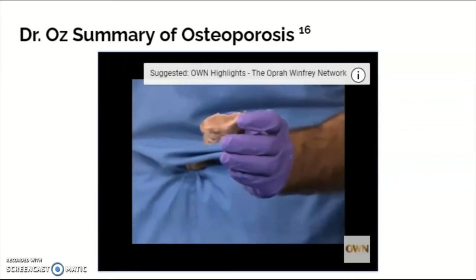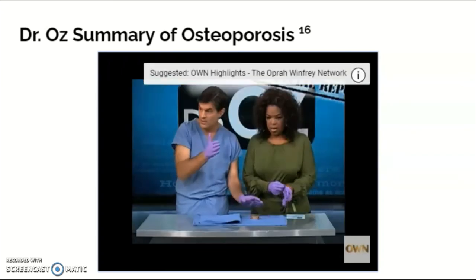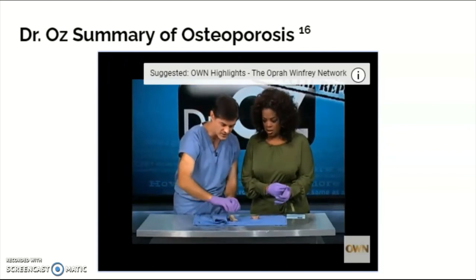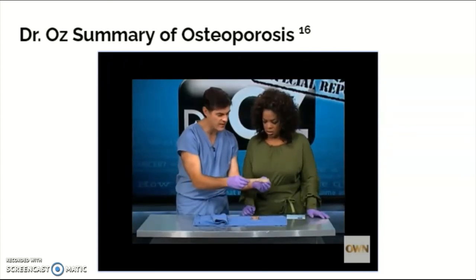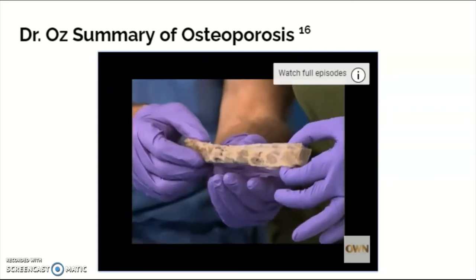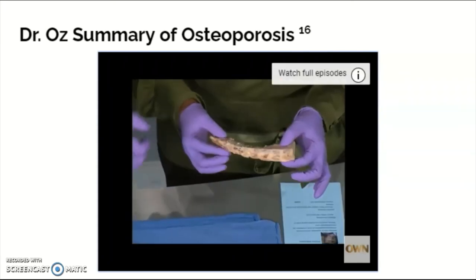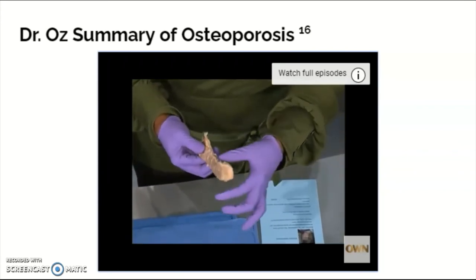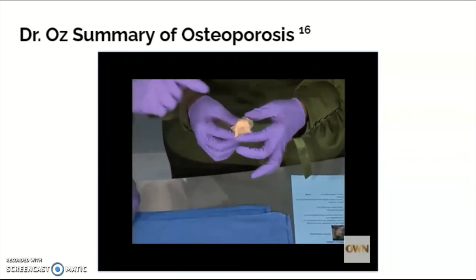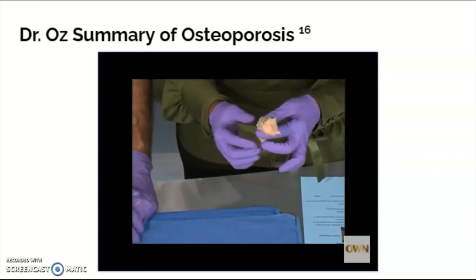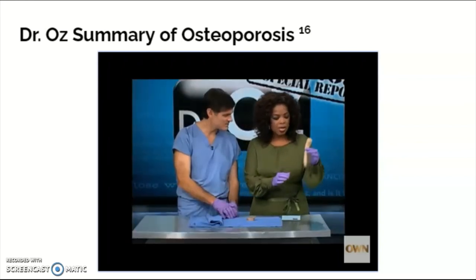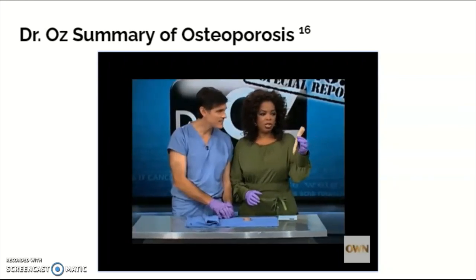Now, let me just take the spine and cut it in half and show you two people who have spines that are very different. This is a spine that I've cut. Now, feel that. You can squeeze it, right? It's like a rib. That's a normal spine. What you'd expect to see. From a person.